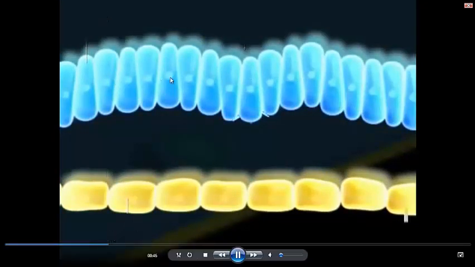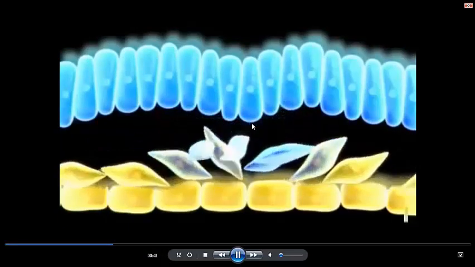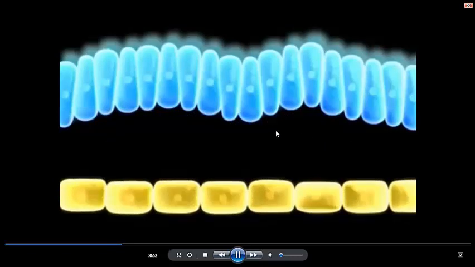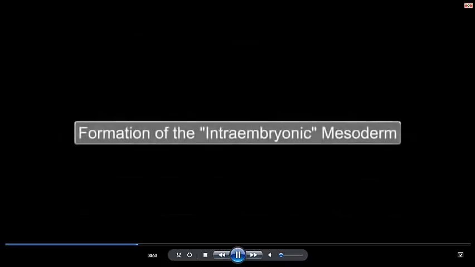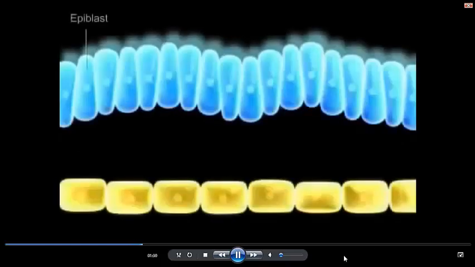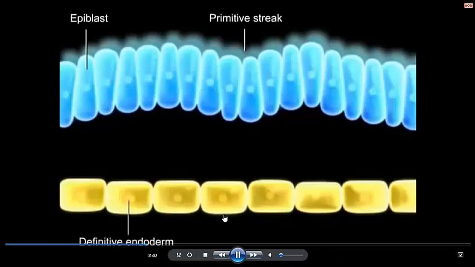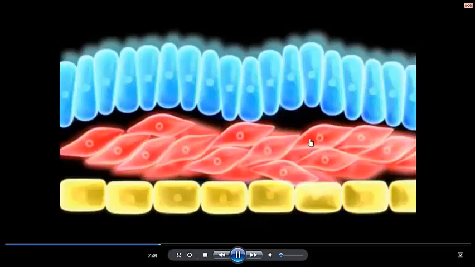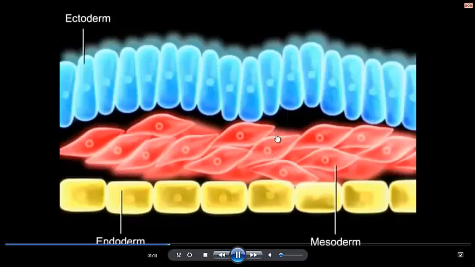Remember, this is the epiblast and the hypoblast down here, and then you've got a new population of cells that just kind of showed up out of nowhere, and they're going to become the 3 different layers. So first of all, you have the replacement of the hypoblast to give you the endoderm, and then you had the appearance of the new mass of cells in between the 2 layers to give you now the mesoderm.